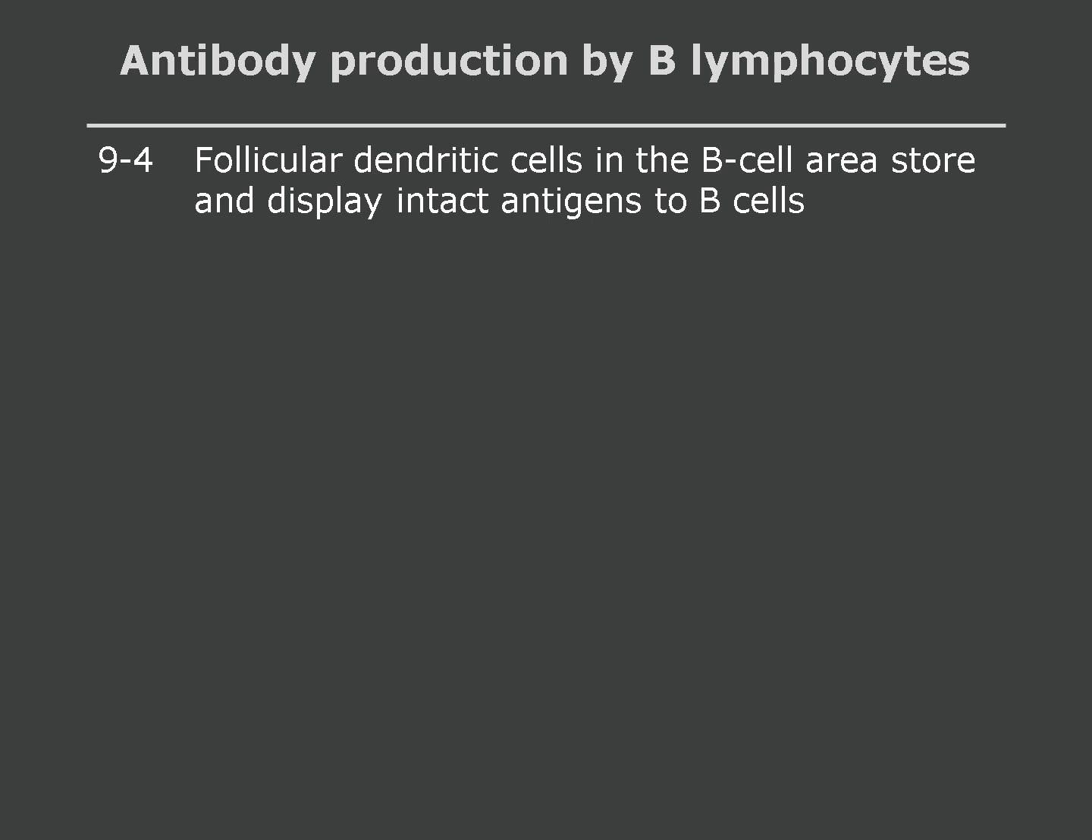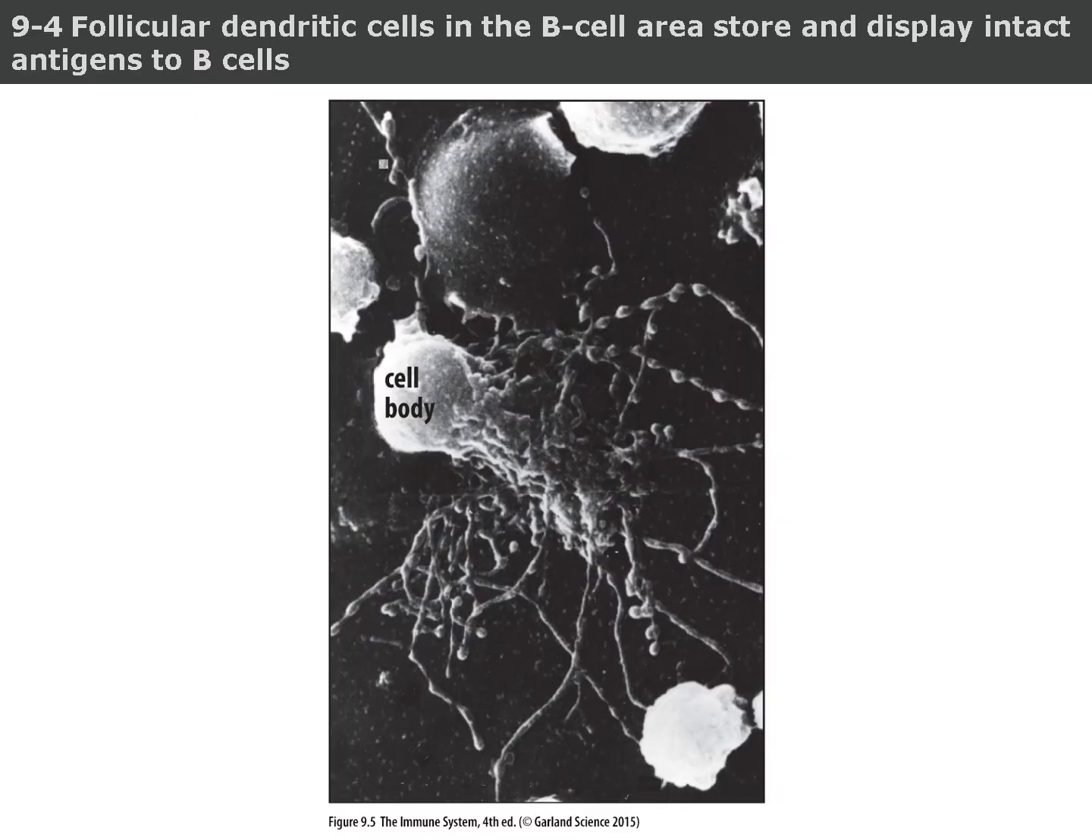Follicular dendritic cells in the B-cell area store and display intact antigens to B cells. What you're seeing here is a high-resolution electron micrograph of a follicular dendritic cell, or FDC, located in the B-cell zone of a lymphoid follicle. The central mass is the FDC cell body, while the surrounding long, thin processes extend outward like delicate branches. These processes are studded with immune complexes, including intact antigens, which the FDC stores and displays to B cells over long periods.